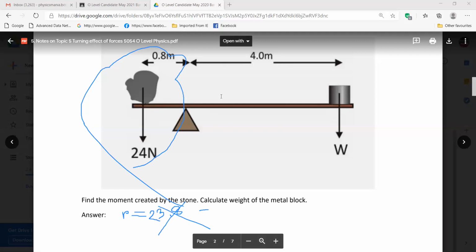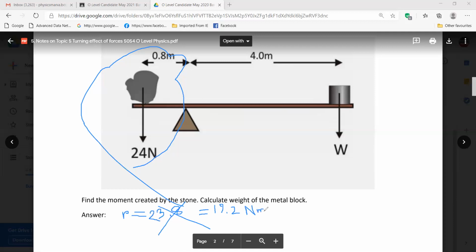Okay, how 19.2? 24 into 0.8. Okay, you corrected it in your copy. Yes, it is 19.2. Then what is the unit? Newton meter. Very good. 19.2 Newton meter. Okay, we are done with this part.